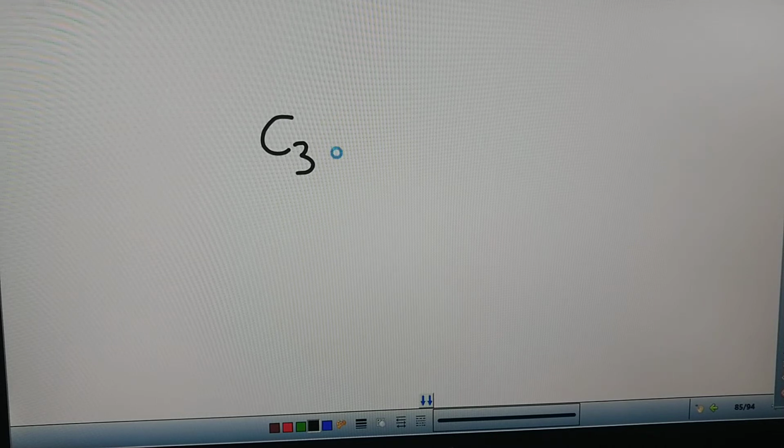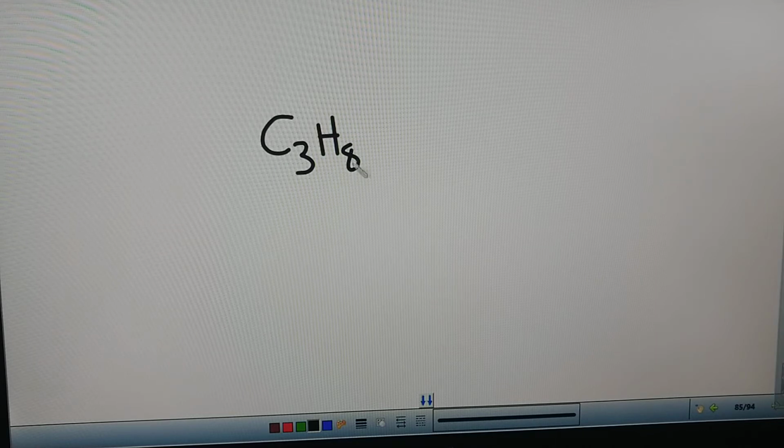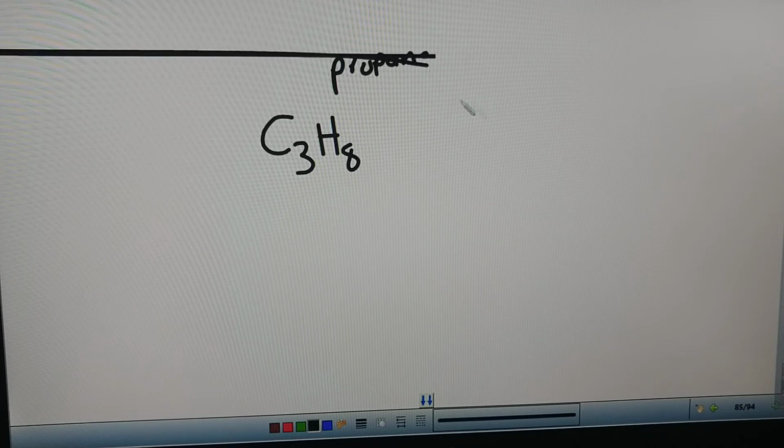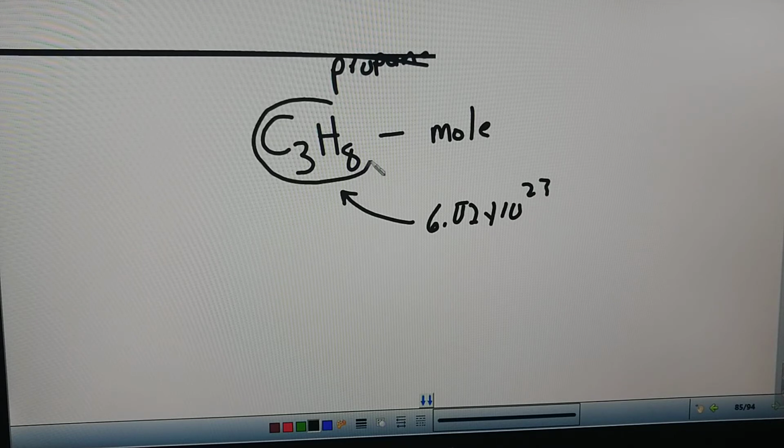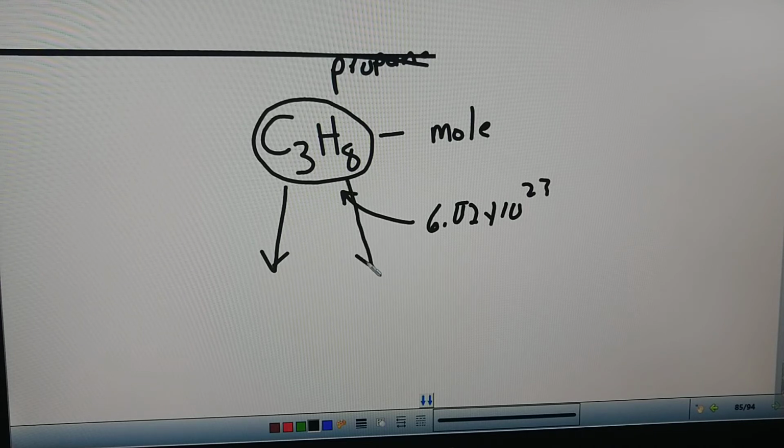One other thing. Let's say we had a mole of propane molecules, C3H8. My computer is being super slow. All right, that's propane right there. Now, this is a common sense thing that sometimes escapes kids. If we have a mole of propane, that means that we have 6.02 times 10 to the 23rd of these entire molecules, which means we would have 3 moles of carbon atoms and 8 moles of hydrogen atoms.